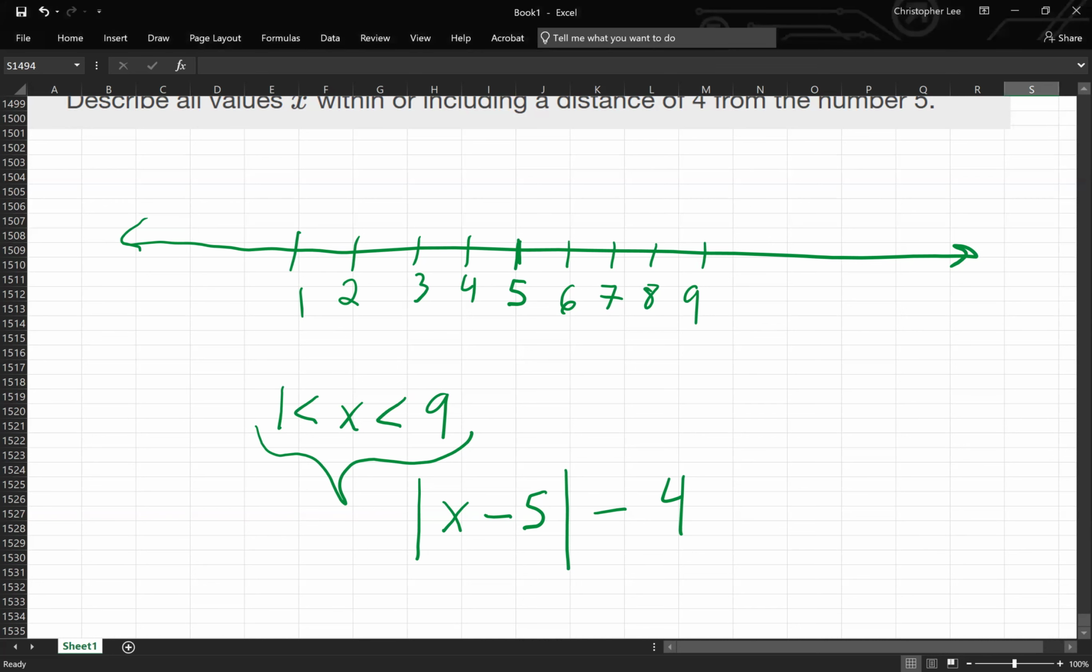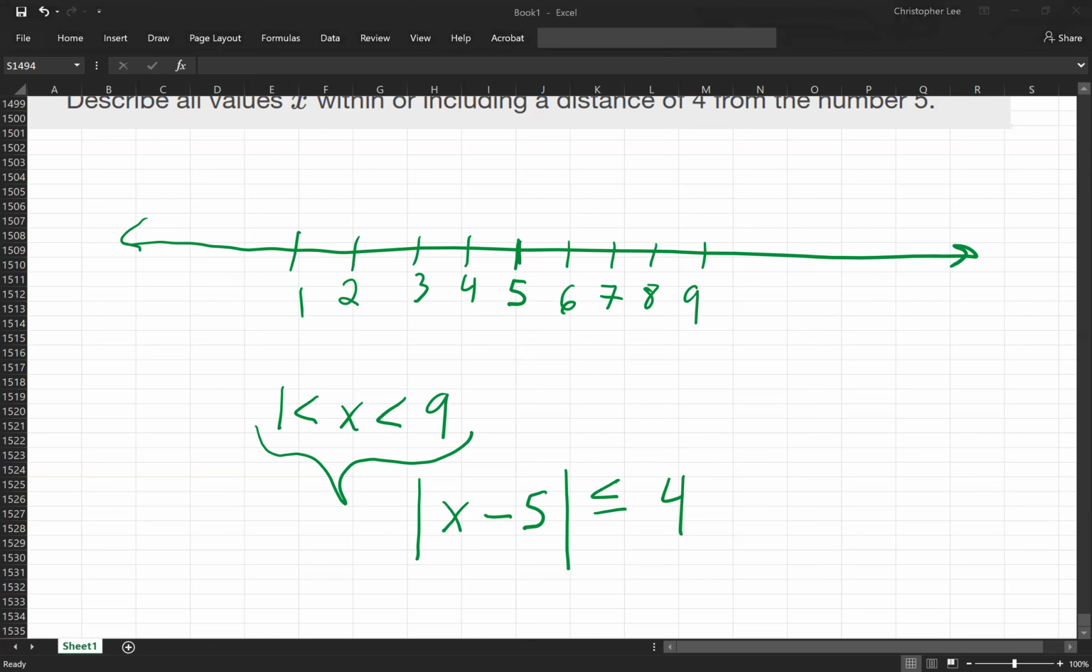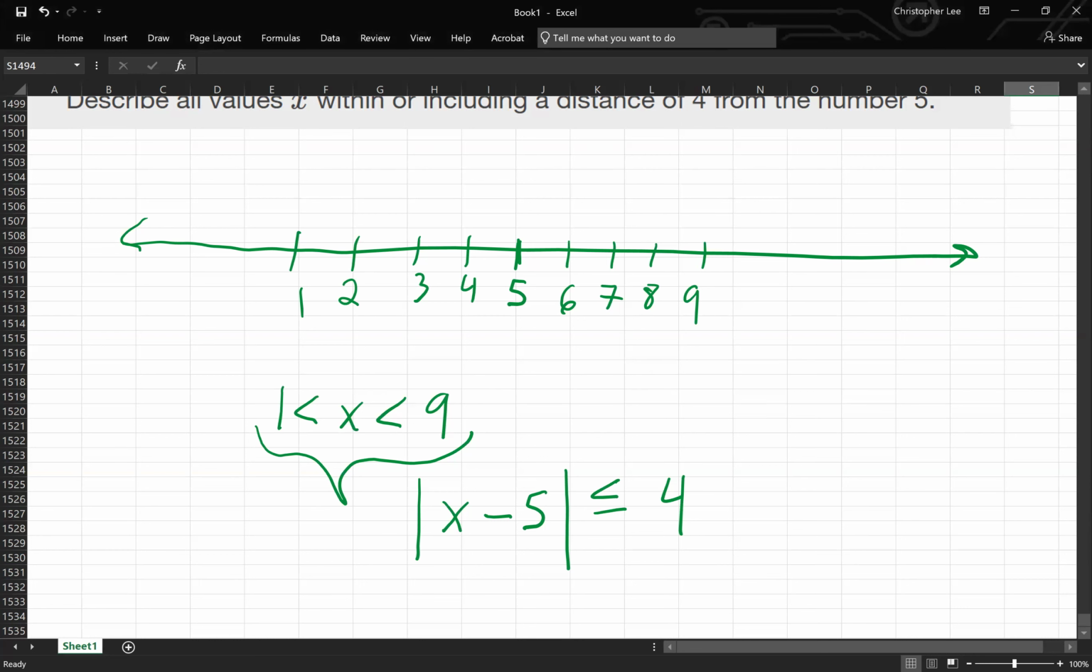Let me just modify this a little bit. Less than or equal to 4. Now it looks a little bit better. Because if I said equal, then it's just one number. It should have been the absolute value to include all of them. That's my mistake.